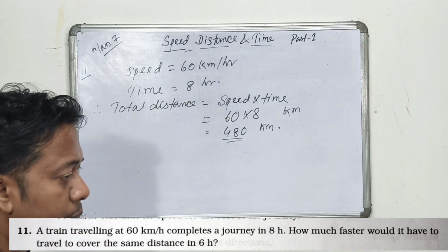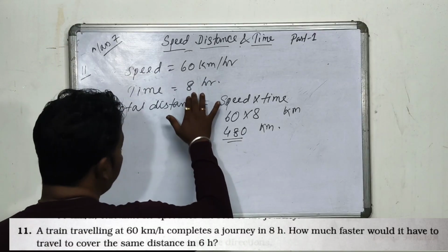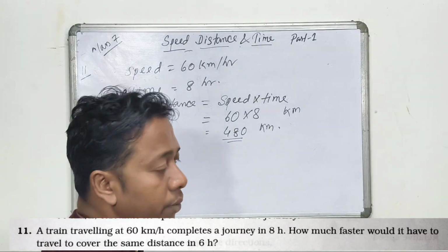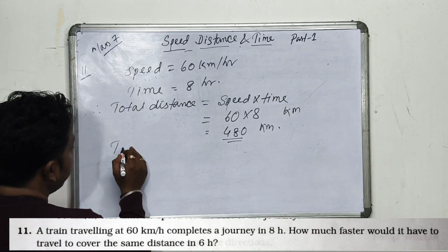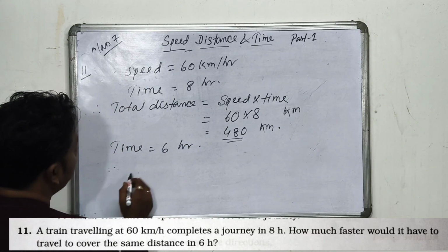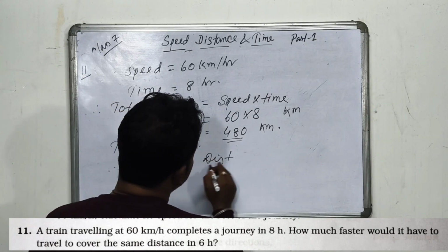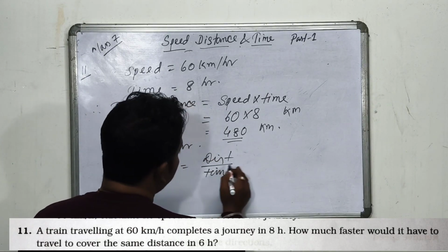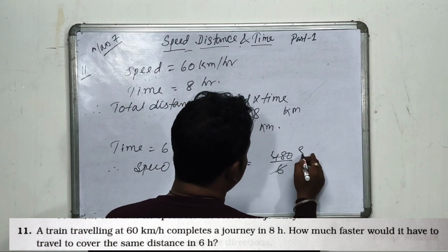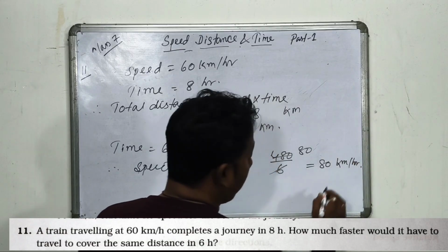Now you have to speed it up because the total distance was covered in a total time of 8 hours. Now you have to cover the same distance in 6 hours. So time taken is 6 hours. Therefore speed equals distance by time, that is 480 by 6, that is 80 kilometers per hour.